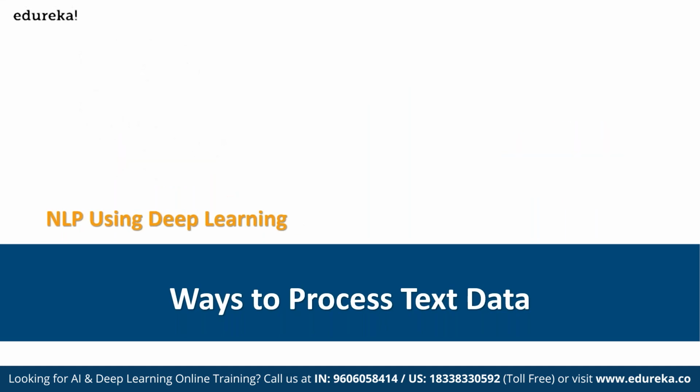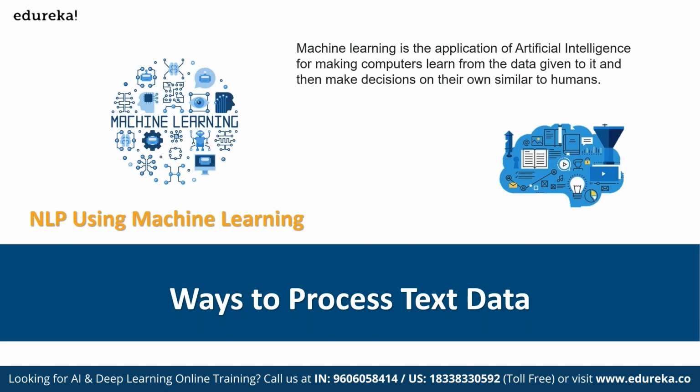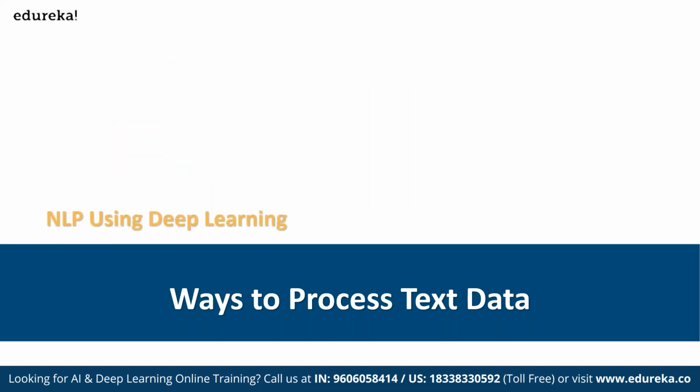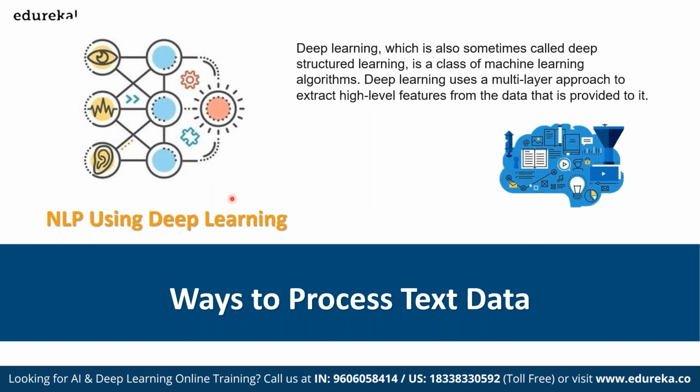So one is NLP using machine learning. Either you can teach your machine using machine learning how to process natural language, and the other way to understand NLP is deep learning. Deep learning, which is also sometimes called deep structured learning, is a class of machine learning algorithms. Deep learning uses a multi-layer approach to extract high-level features from the data provided to it. So one way to process your natural language is using machine learning, and the other is using deep learning.